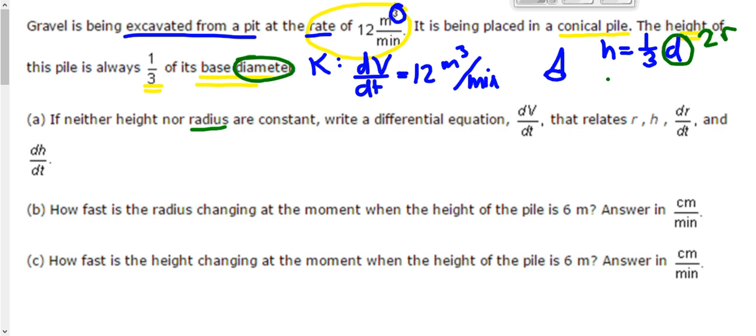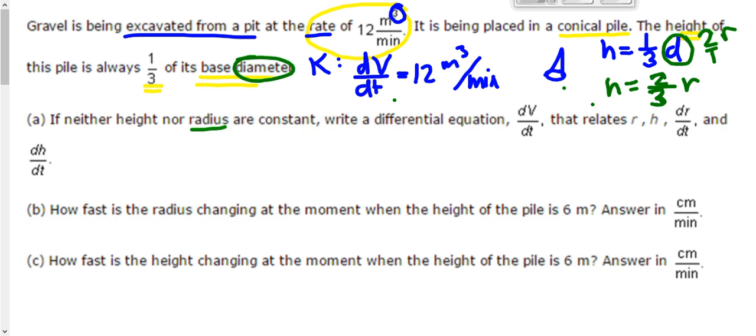So diameter is really 2 times the radius, is how we can change that. So really, if we want to get height and radius in the same equation, 2 over 1, so we multiply those together and we get h equals 2/3 radius. So that's our proportion. So we have three things. We have dV/dt, we have the shape, and we have a proportion for our height and radius, okay?